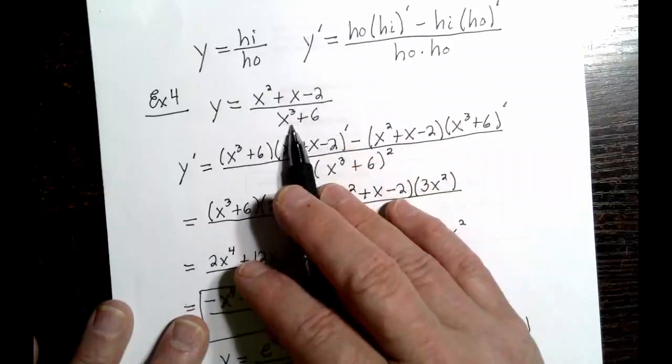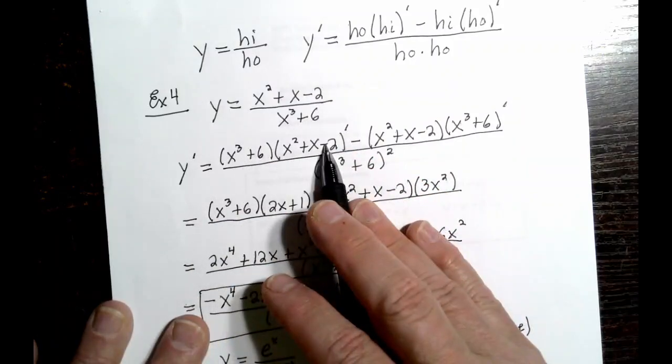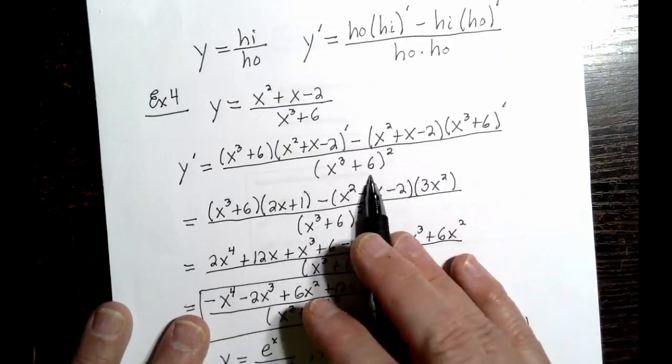Alright, so you've got these two guys, you're taking the derivative, so it's the bottom times the derivative of the top minus the top times the derivative of the bottom over the bottom squared.